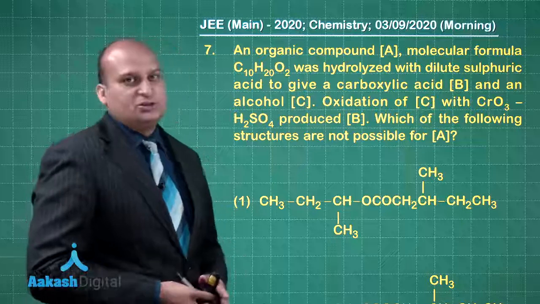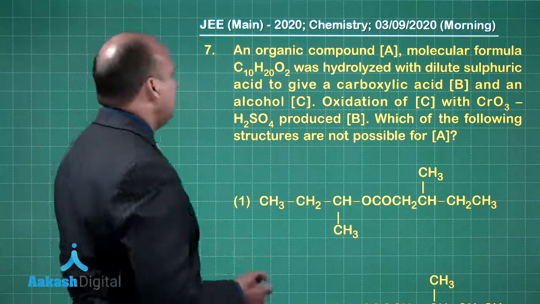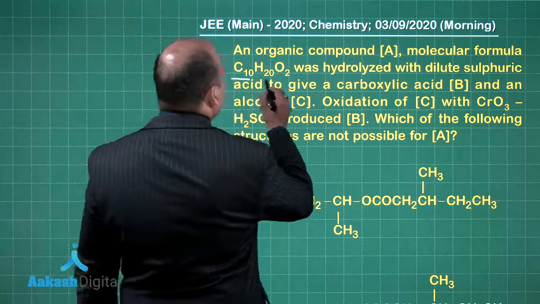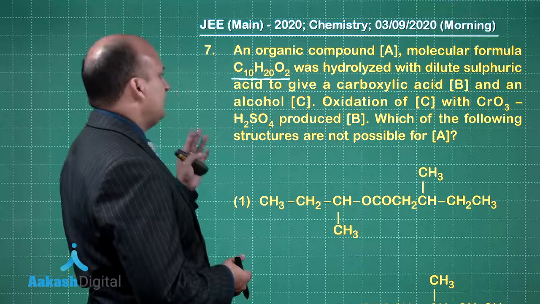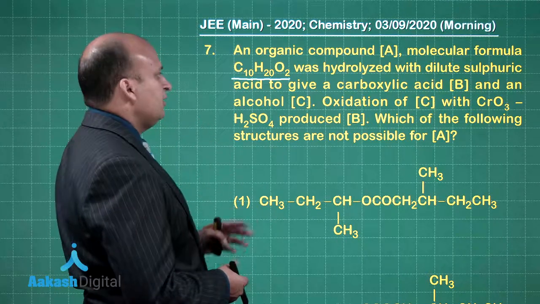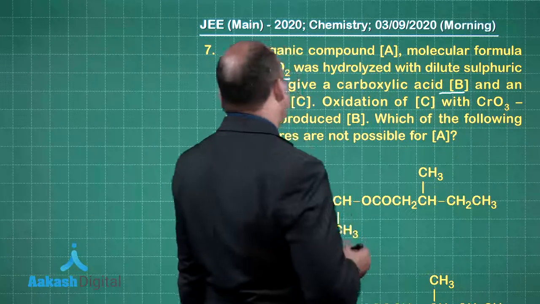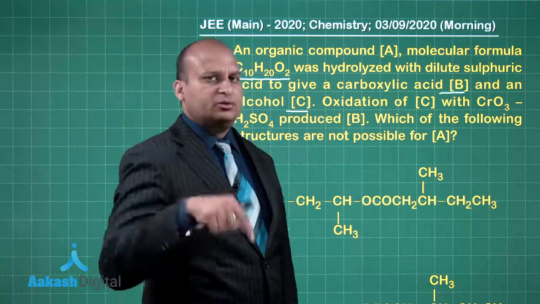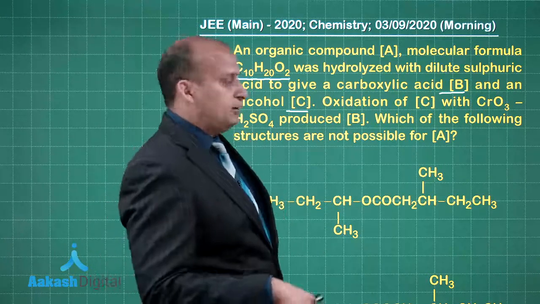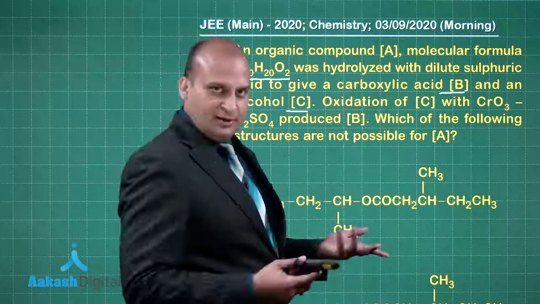Now let us look at question number 7. The question says an organic compound A whose molecular formula is C10H20O2 was hydrolyzed with dilute sulfuric acid to give a carboxylic acid B and an alcohol C. Okay, so you are hydrolyzing that in the presence of an acid, it must be an ester. That is why you are getting carboxylic acid and alcohol.